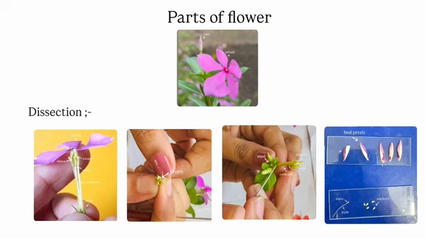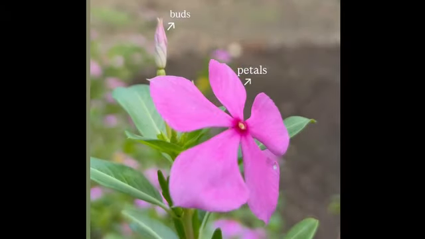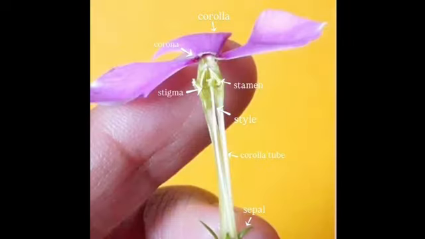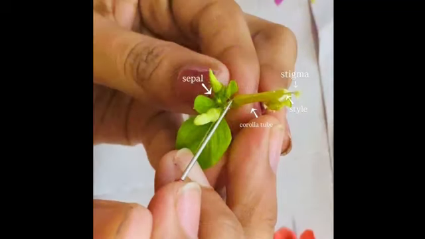In the first image we can see the bud and petals of the flower. In the second image we can clearly see the corolla, corolla tube, style, stigma, stamens and sepals. In the third image, the sepal and corolla tubes are visible, highlighting the outer and inner floral layers.